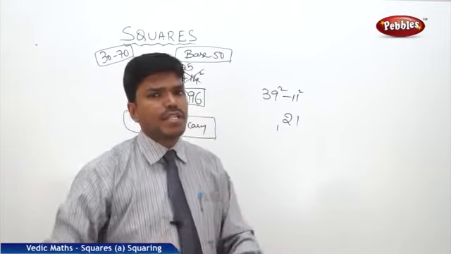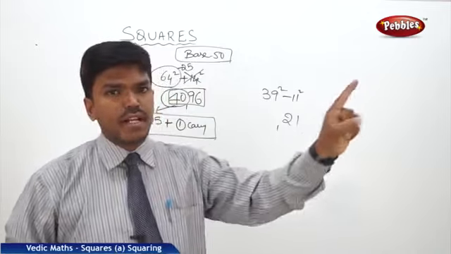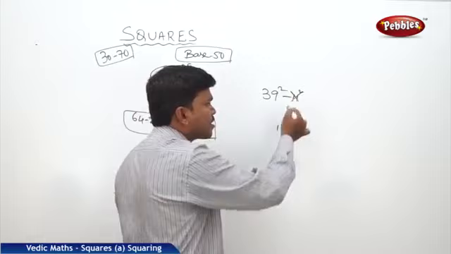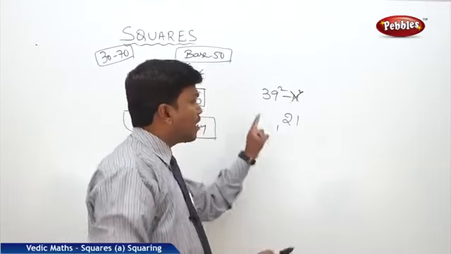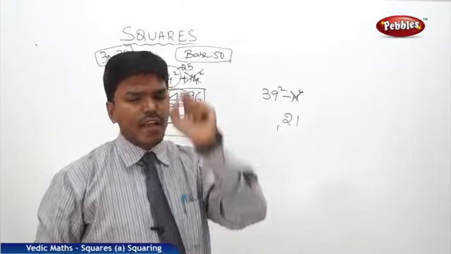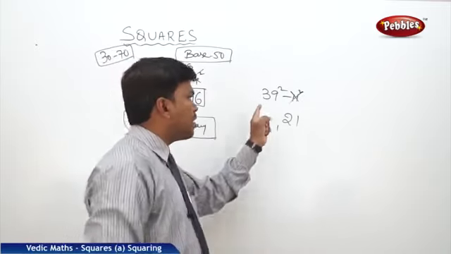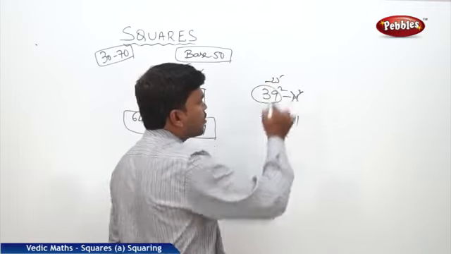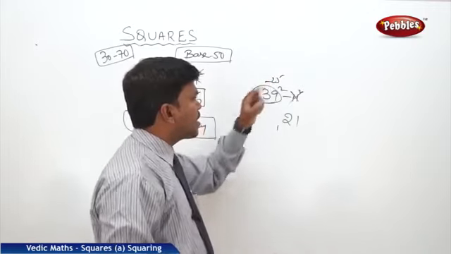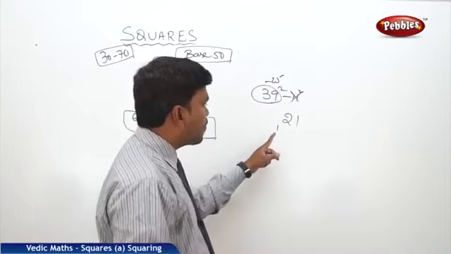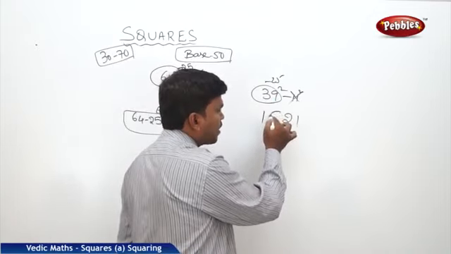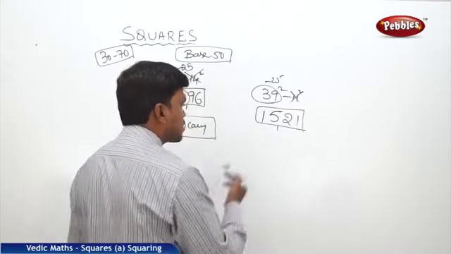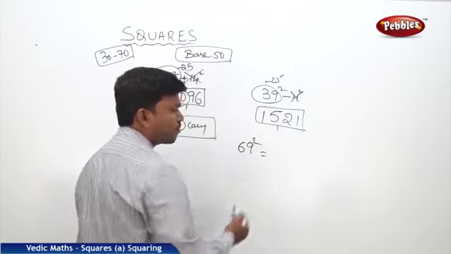Until here the concept is the same for base 100 as well as base 50. But now ignore this excess number, and to get the left side part of the answer, subtract 25 every time from the main number. 39 minus 25 is 14. 14 plus 1 carry. You should not forget the carry. So what is the answer? 1521.